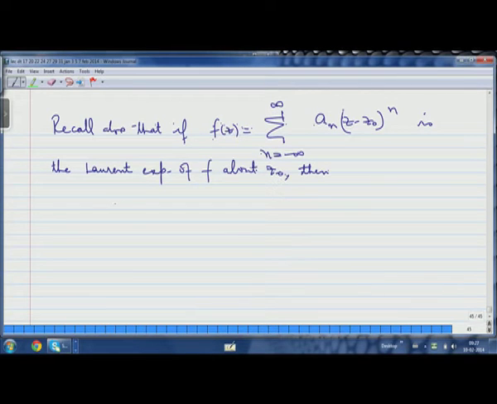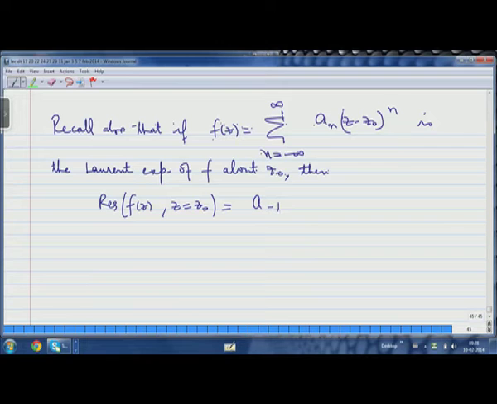And of course, if z naught is a removable singularity, this is exactly what Riemann's removable singularity theorem says: if you write out the Laurent expansion, you will only get a Taylor expansion if z naught is actually a removable singularity, which is equivalent to saying that f is analytic at that point. So anyway, if f has this Laurent expansion, then the residue of f of z at z equal to z naught is none other than a minus 1.